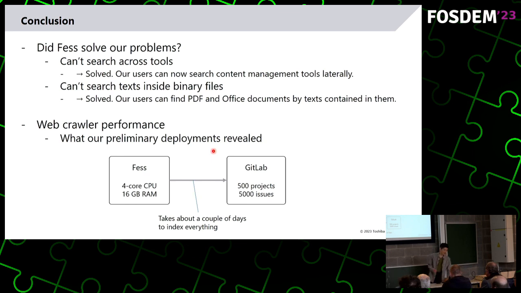But it's not without problems. One problem is performance. If you want to index the contents of GitLab, which has several hundred projects and several thousand issues, using a Fess instance running on this level of computing resource, it takes about a couple of days to index everything. This is something we are trying to improve, for example by incrementally indexing contents and using some other techniques.